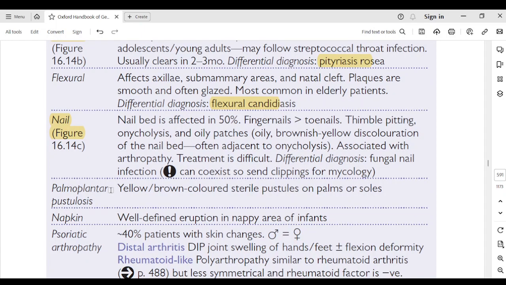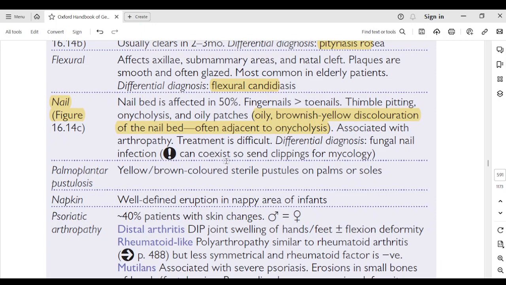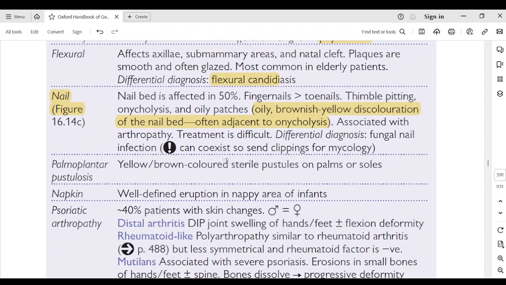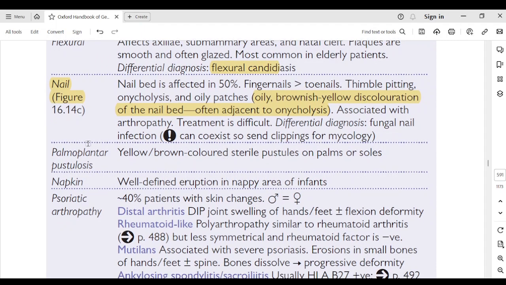Nail: the nail bed is affected in 50% of the cases, fingernails more than toenails. There will be thimble pitting, onycholysis, and oily patches, an oily brownish yellowish discoloration of the nail bed often adjacent to the onycholysis, associated with arthropathy. Treatment is difficult. Differential diagnosis: fungal nail infection can coexist, so send nail clippings for mycology.